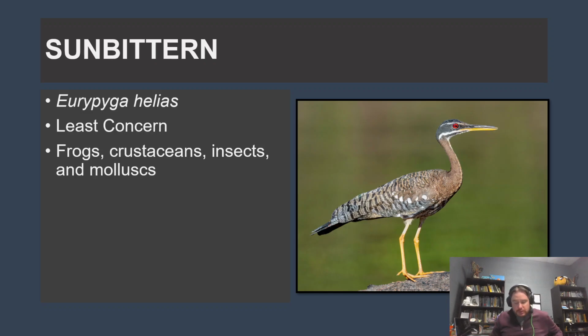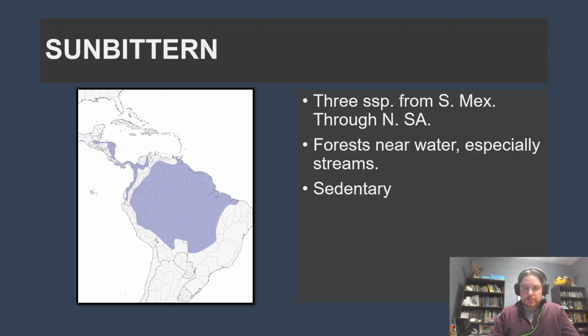The sun bittern, Eurypyga helias, is a species of least concern. Mostly think of this as like a really cool little wetland predator that eats frogs, crustaceans, insects, and mollusks. And they are really stunningly beautiful birds. If they spread their wings and you look at the patterns on their wings, they're absolutely stunning. There are 3 subspecies of this bird. I did not list all of the countries because its range goes through a lot of different countries, from southern Mexico through Central America into South America, and a large portion of northern South America.